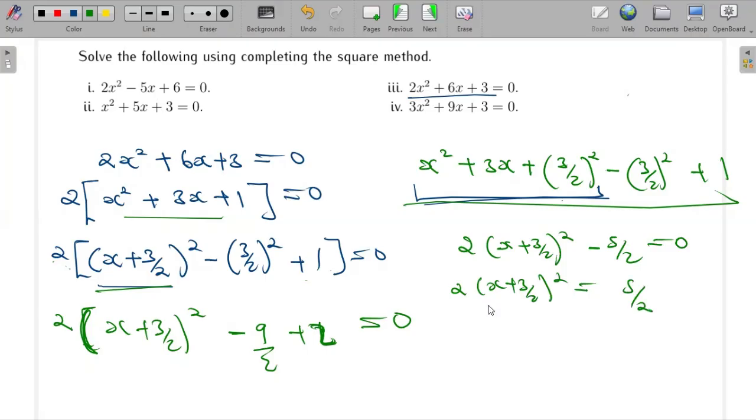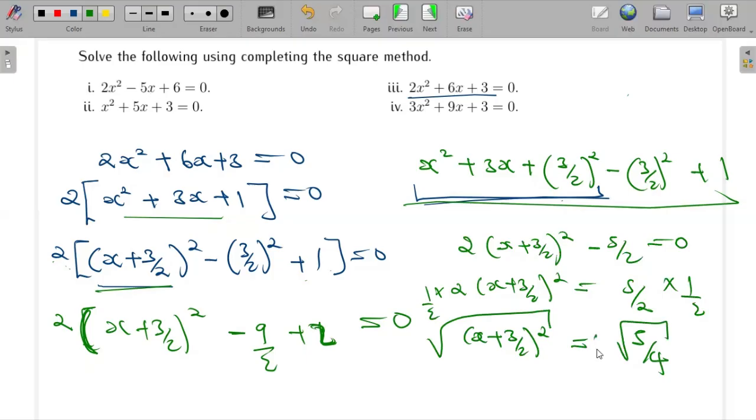5 over 2. Then if I divide by 2 on both sides, dividing by 2 is the same as multiplying by half. Like that, I just get (x + 3/2)² is equal to 5 over what? 4. Then get the square root there, get the square root there. So this will be plus or minus, and then you have x + 3/2 is equal to plus or minus the square root of 5, then over what? Over 2. Because when you get the square root of 4, it's just 2.